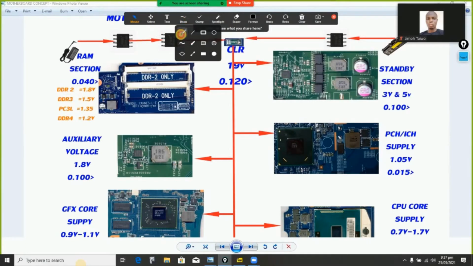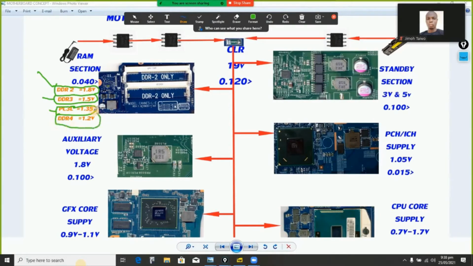If it is a motherboard that is using DDR2, then we should be expecting 1.8 volts at this coil here. So far this laptop is using DDR2, and if it is a laptop that is using DDR3, we should be expecting 1.5 volts here. And lastly, if it is one that is using PC3L, we should be expecting 1.35. It's always the same thing with normal DDR3, but when you are getting 1.35, it means PC3L. And finally DDR4, you should be expecting 1.2.